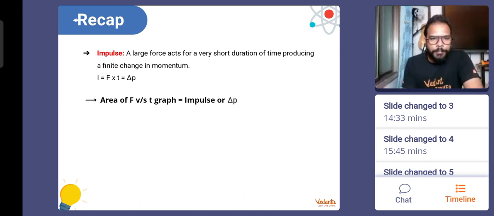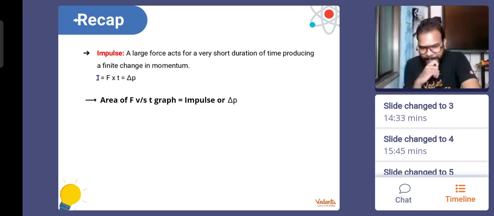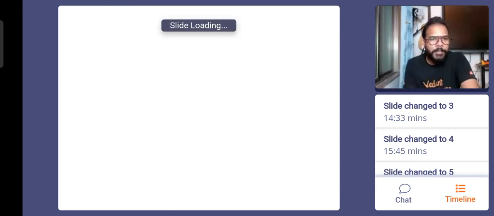Impulse can be found mathematically by the product of force and the duration t, or just by finding the change in momentum. Apart from that, if you have a graph between force and time, the area of that graph will give you impulse, which is also the change in momentum. Okay, so quickly solve this question.